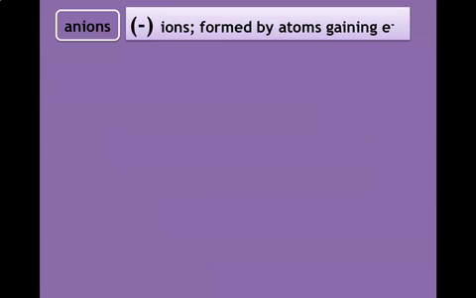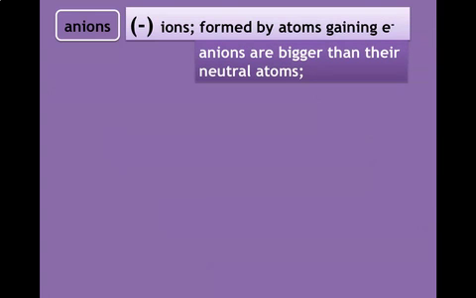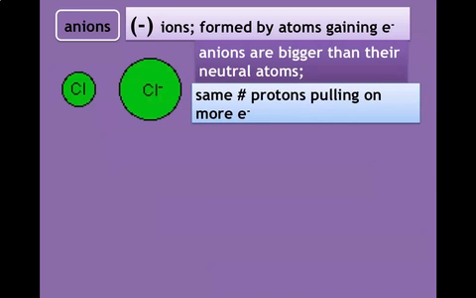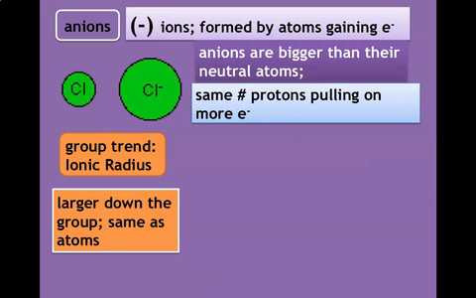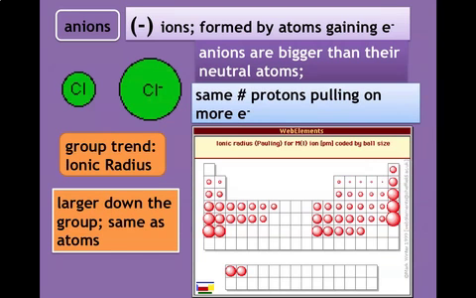Anions are the opposite. They are negative ions, and they're formed by atoms gaining electrons. Anions are bigger than their neutral atoms, because they're gaining more electrons and you still have the same number of protons pulling on more electrons, so they're not able to pull as much. So the group trend on ionic radius is that they get larger going down the group, the same as the atoms. Okay, so this shows you again the relative size, this time as ions.